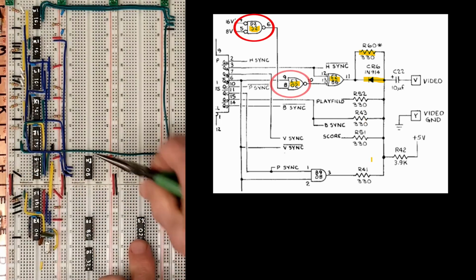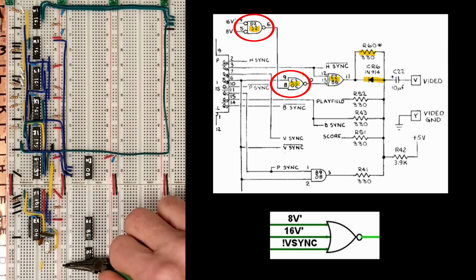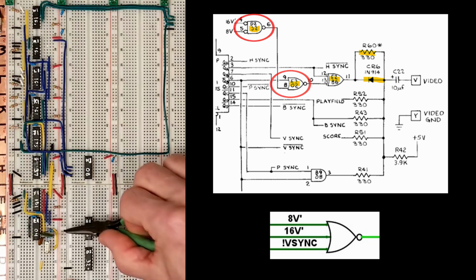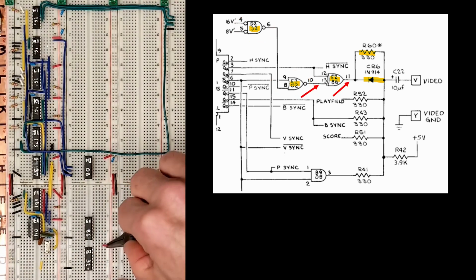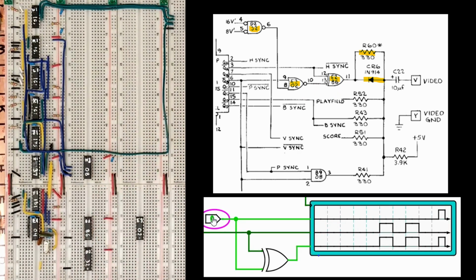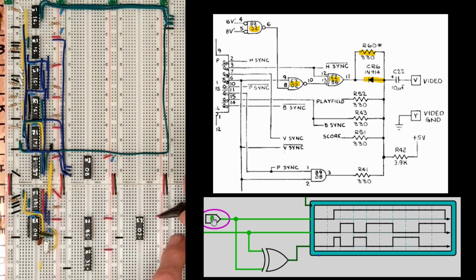It's easier to think of these 2 gates as a single triple input NOR. 8V prime, 16V prime, and V-sync must be off for this line to go high, and this causes an inversion of the H-sync signal. You can think of an exclusive OR gate as a signal inverter. Whatever signal is flowing into one input can be inverted simply by turning on the other input.